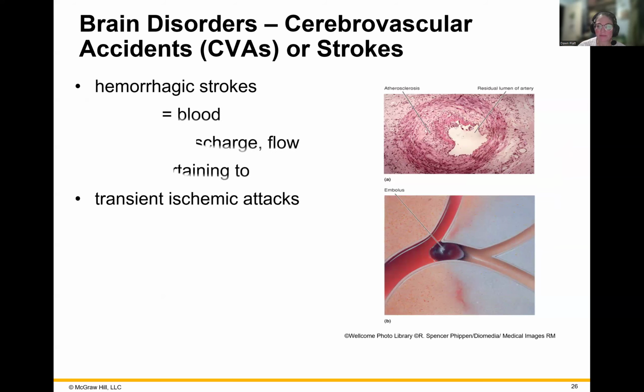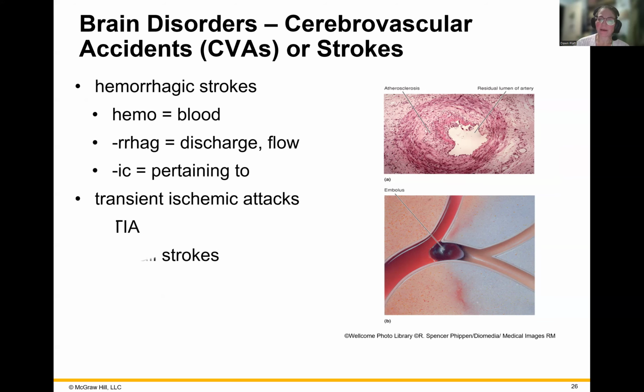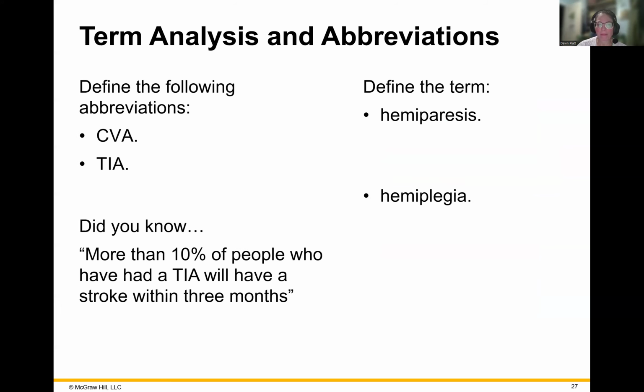Hemorrhagic strokes, transient ischemic attacks, otherwise known as TIAs. So, term analysis. We did the abbreviations already. CVA, you should know, is a cerebrovascular accident. TIA is transient ischemic attack. And then we have hemiparesis and hemiplegia.